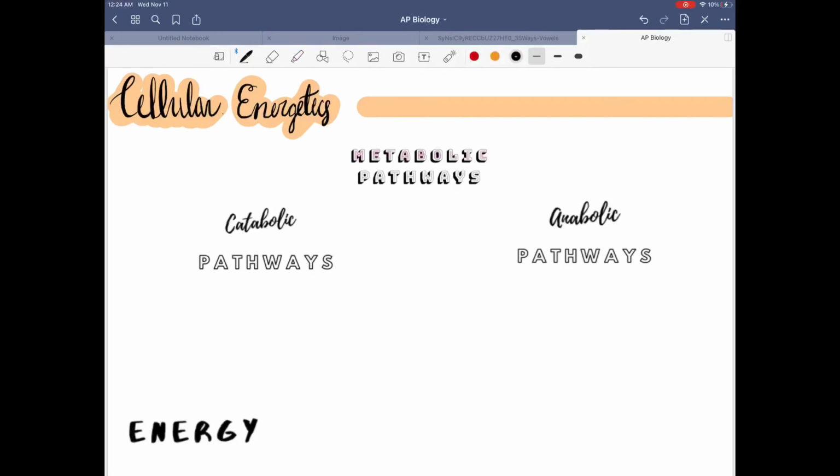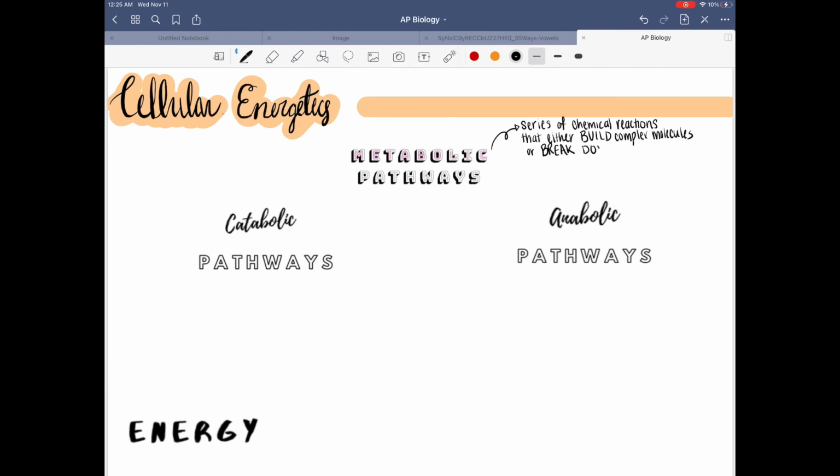Alright guys, these are your notes for 3.4. So we're going to start by talking about metabolic pathways. These are the series of chemical reactions that are either going to build up complex molecules or break down complex molecules. We do have two types of metabolic pathways. There is the catabolic and anabolic pathway.